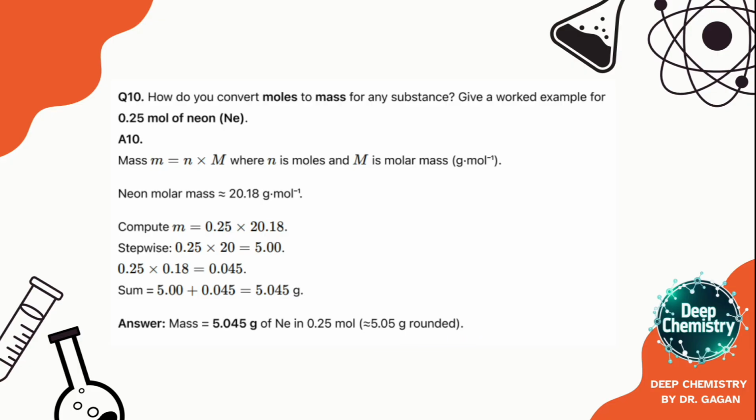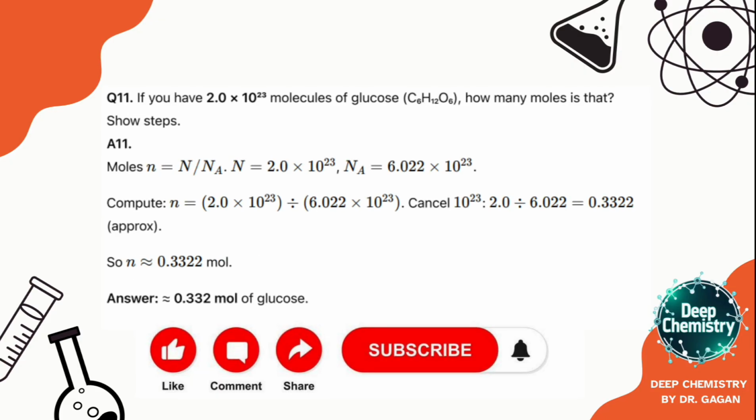Question number 11. If you have 2.0 × 10^23 molecules of glucose, how many moles is that? Moles equals number of molecules divided by Avogadro number. So small n will be 2.0 × 10^23 divided by 6.022 × 10^23, that is equal to 0.332 mole. That means the sample contains 0.332 moles of glucose.